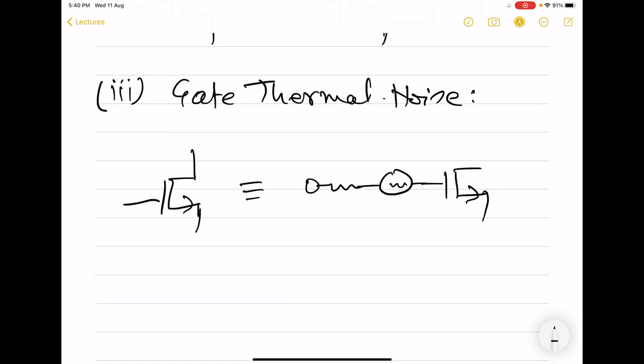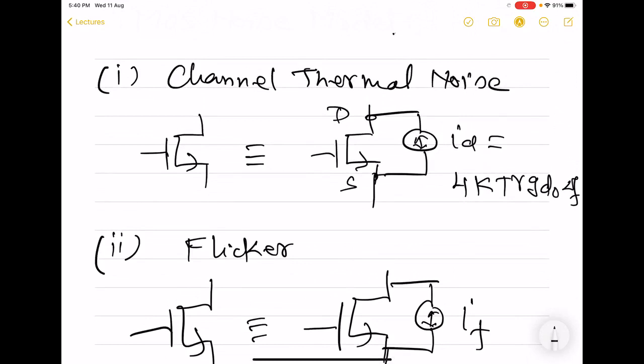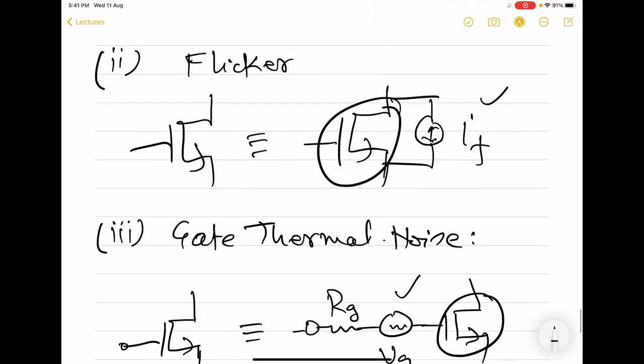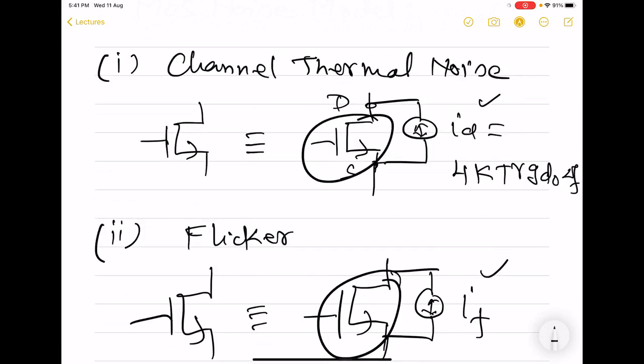But this is included. In this form, we say that there is a RG, gate resistance, associated with the gate, and there is a noise source, which we call VG. So here, MOS has been kept as it is. So we have only shown the noise sources external to the MOS. And now this MOS, any of these MOS, can be substituted by the previous two models that we have discussed, based upon the threshold frequency of the MOS that we are considering. So now we have all these models for the input impedance, that means signal model, and for noise.